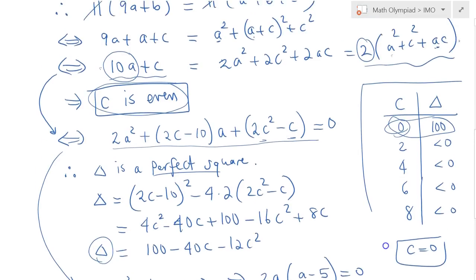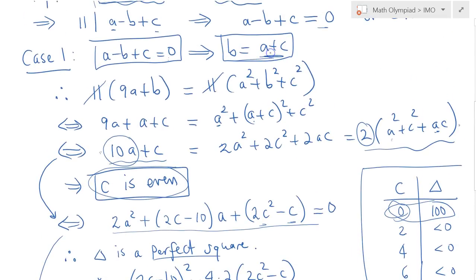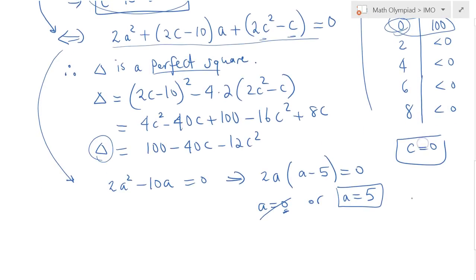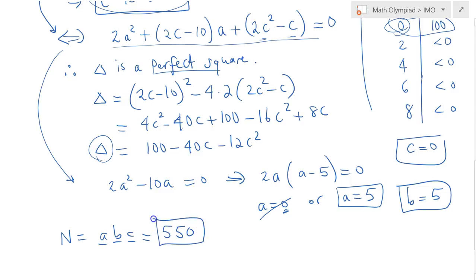A is equal to 5, and easily we can find B, which is A plus C. So therefore, B will come out as 5 again. And that's it. So therefore, our 3-digit number, ABC, is simply equal to 5, 0, 5, 5, 0. That's it. That's the first case.